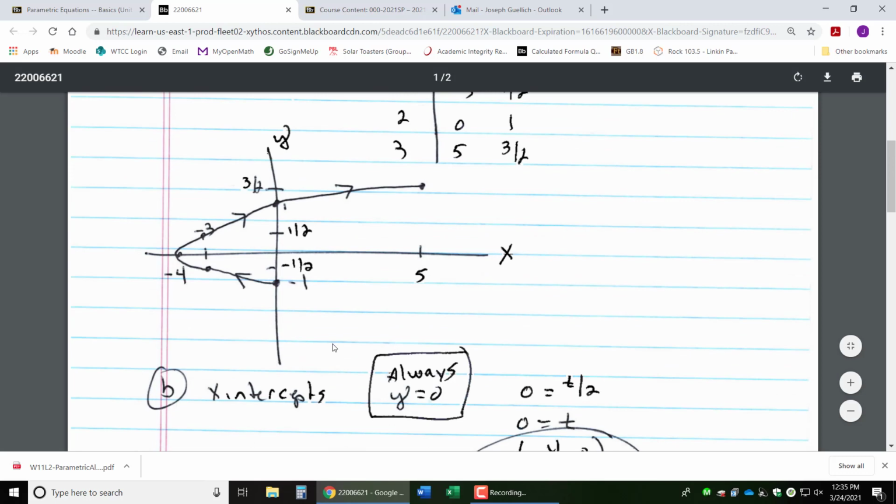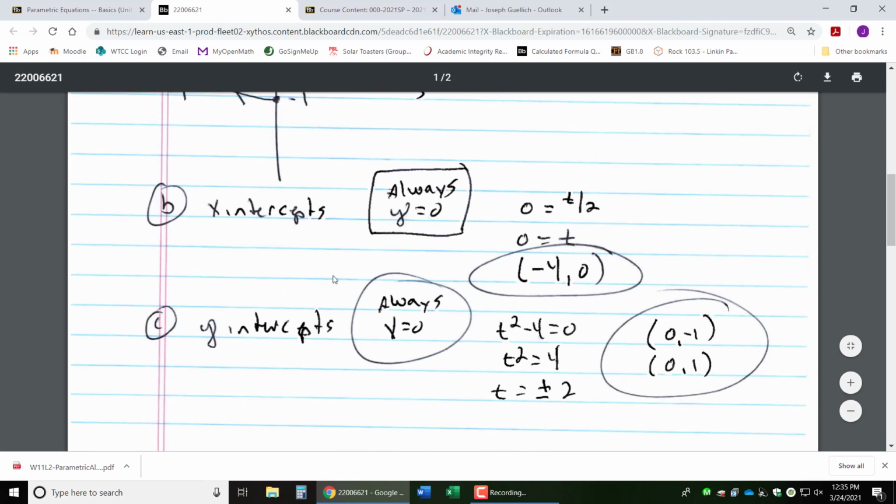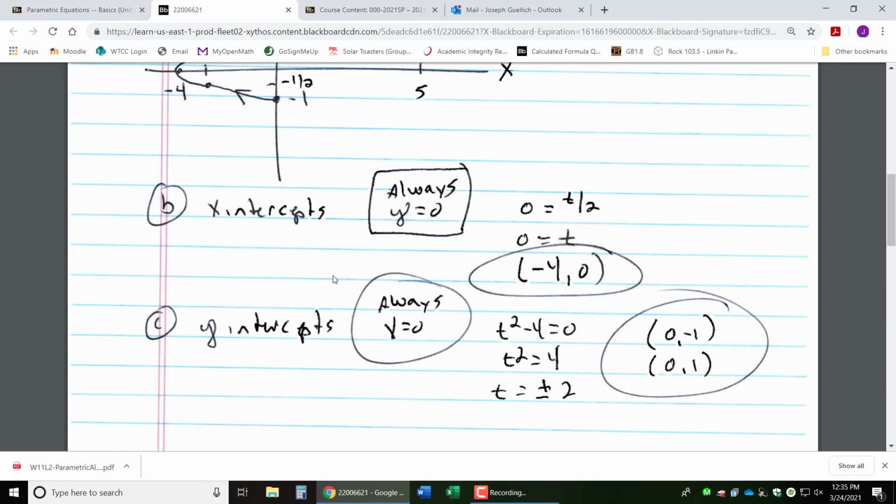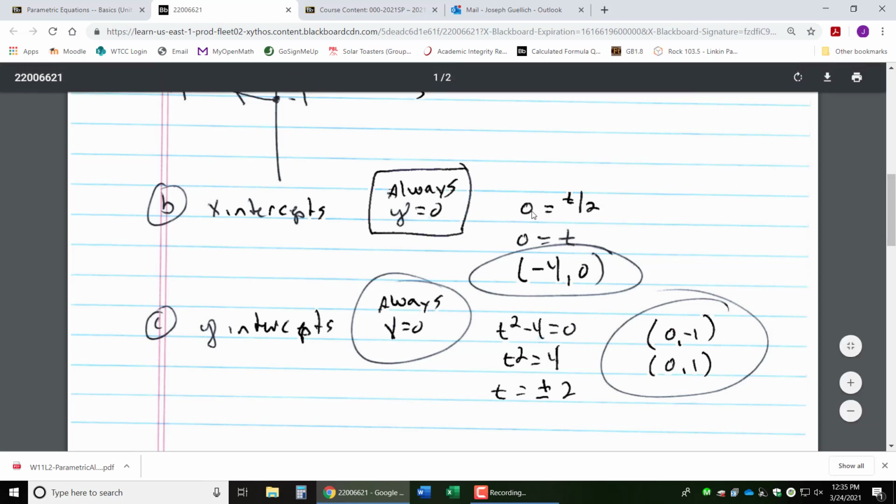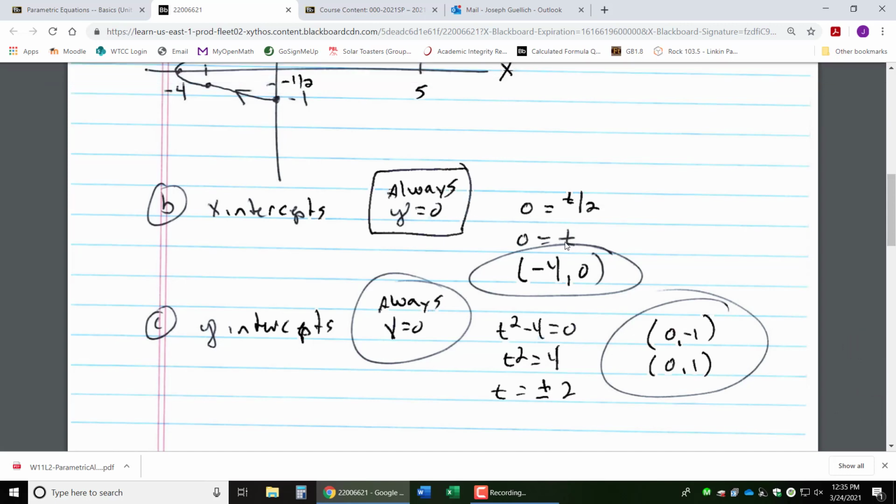There are no arrows at the end of these graphs because it starts and stops there. Alrighty, let's take a look at the intercepts. If you didn't do the graph or the table of values and you need to figure out intercepts, for the x-intercept, the y is always equal to 0, and for the y-intercept, the x value is always equal to 0. So for the x-intercept, you take the y equation, set it equal to 0, solve for t, plug that t into the x equation to get the x-intercept. Similar for the y-intercept, set the x equation equal to 0, solve for t, plug those t values into the y equation for the y-intercepts.